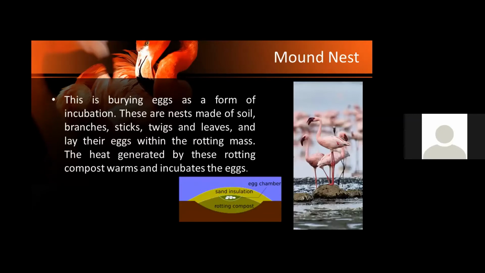Mound nest. This is amazing. This is burying eggs as a form of incubation. These are nests made of soil, branches, sticks, twigs, and leaves, and they lay their eggs within the rotting mass. The heat generated by this rotting compost warms and incubates the eggs. Mother bird really does not have to incubate.